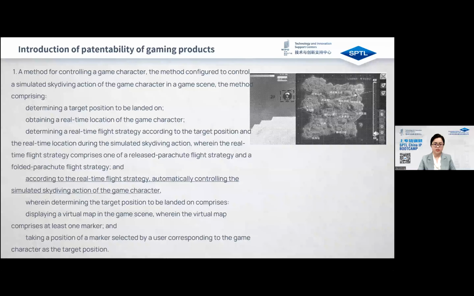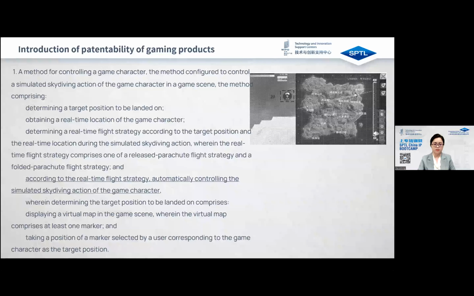Currently, it is difficult for game players to reach, for example, a predetermined target point marked by themselves or marked by teammates through manual operation. In short, there is a need to develop a method to make it easier and more accurate for the game characters to land at the target points. The solution in Claim 1 can make the characters automatically land in the game.